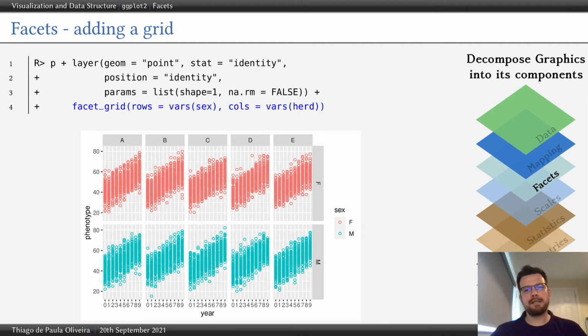Now we have an example of facet_grid, and we are including a layer to describe the points without any statistical transformation, and we are passing the geometry and the shape information. In the facet_grid here, we are using it to get the levels of sex in the rows and the levels of herd in the columns, and the function vars, this function here, is used to link the facet to the variable in the data set.